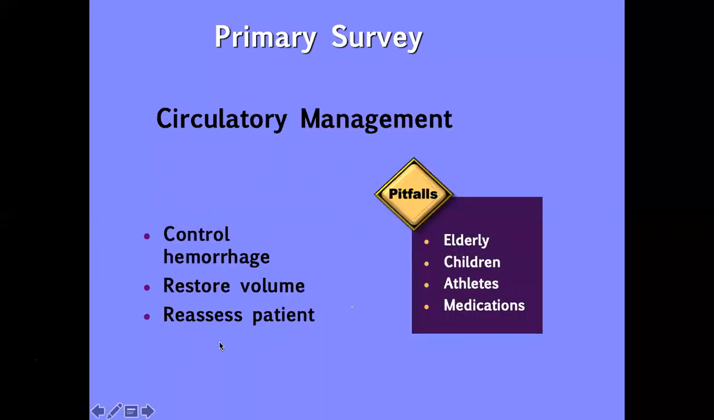Okay. And then we have to reassess the patient to see whether these measures have been good or not. The pitfalls I've already talked about in my initial slide: elderly, children, anesthetics, and medication. Children can have tachycardia in most of their responses. But remember, if they start developing bradycardia, that's not a good sign, because the heart can pump blood in an extreme situation at a faster rate only to a limit, after which it starts failing.